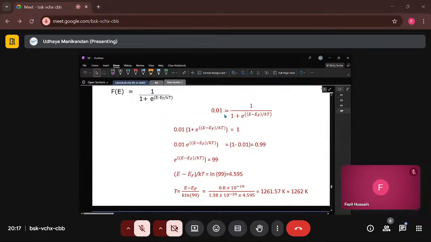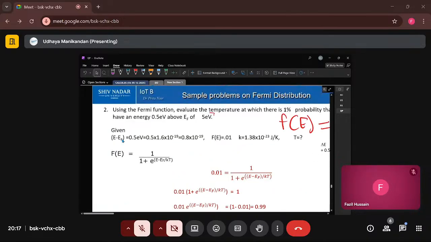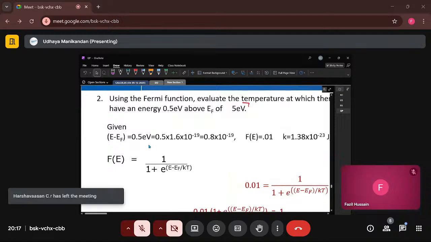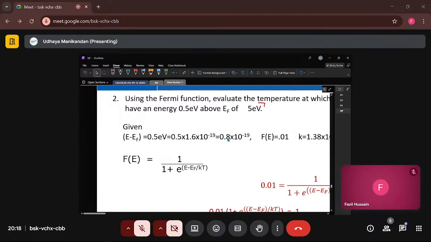Just substitute F of E as 0.01 by 1 plus e to the power (E minus EF) by KT. I know what K is. I don't know what T is. I know E minus EF because I know the difference between the energy levels is 0.5 electron volt. I want to put this into SI units because I'm using SI units everywhere.